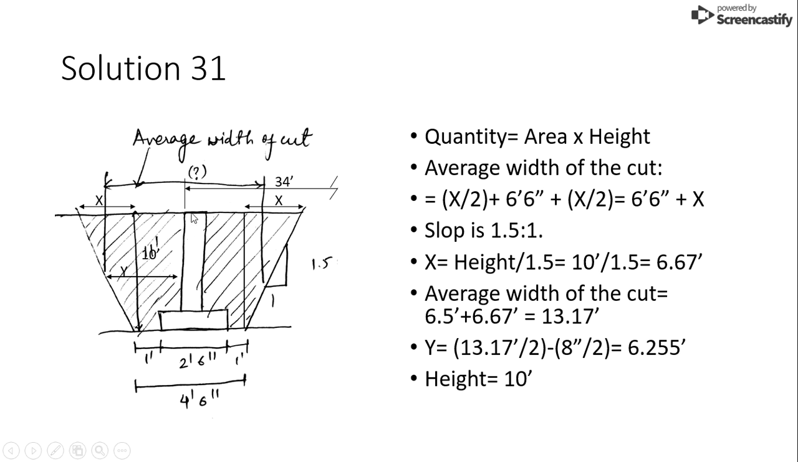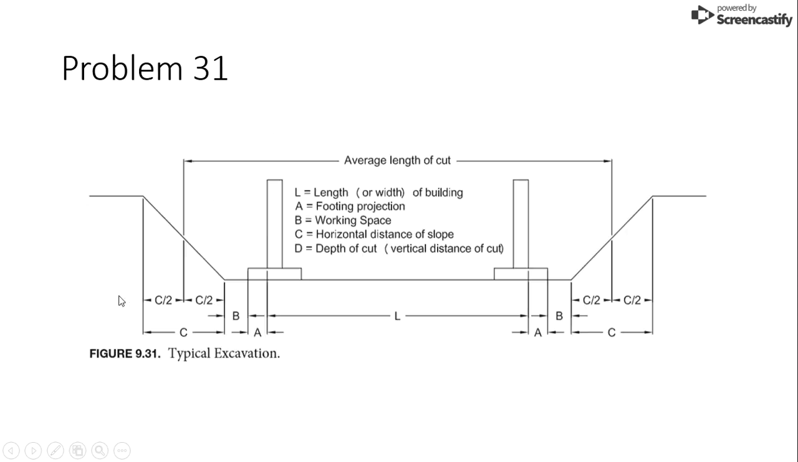We also don't need this portion. The width of this foundation is 8 inches, so we'll divide it by 2 and it will be 4. So we need to subtract that 4 part. I already did that here and I got 6.25 feet. So here is the y. I was calling this y, and that's what we needed here. So we got this portion.